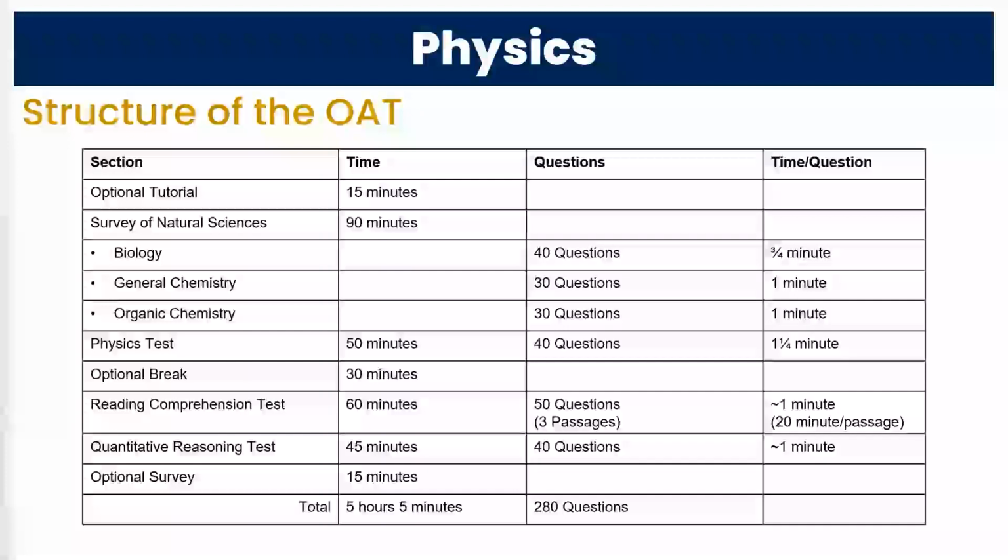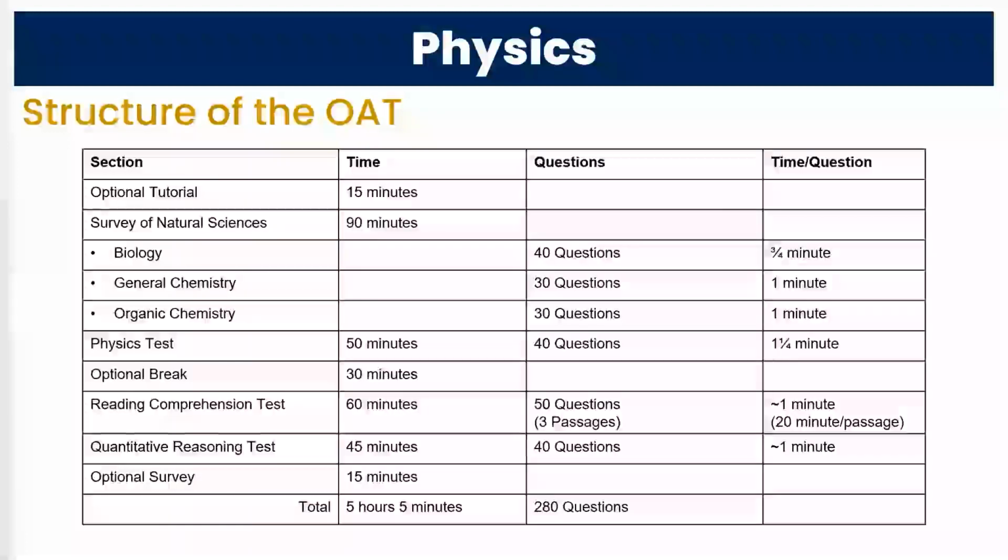So reminder, the physics test comes right after the Survey of Natural Sciences section. Remember also that section is straight through. You don't have breaks between the different subjects, and the subjects are not mixed together, so you have to plan accordingly so as not to hurt your score.